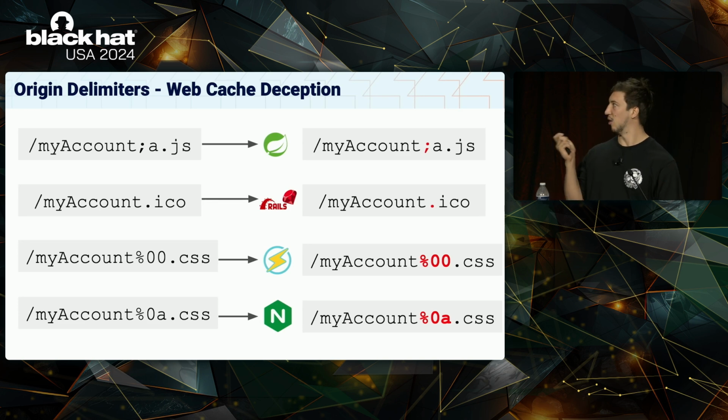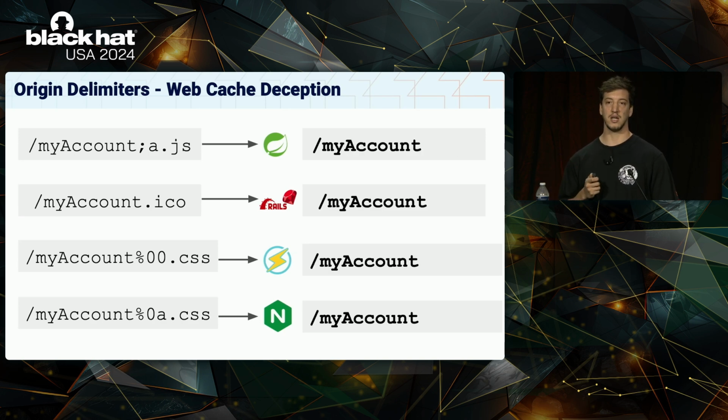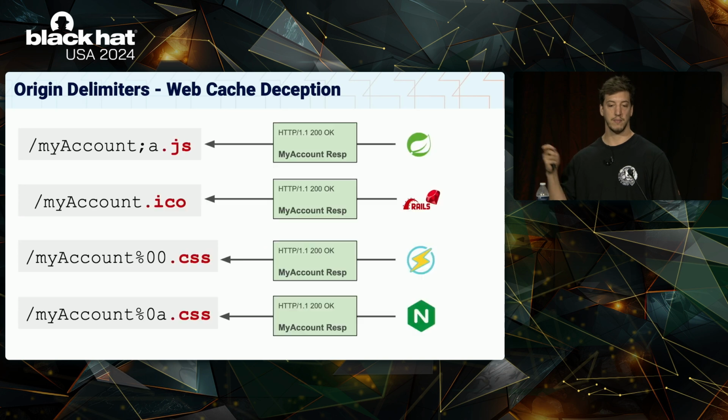Now, all these examples work. They are just using the delimiter and the extension. When they are interpreted in the backend, they are all interpreted as my account. All these backends are going to respond with my account and with the sensitive information. And then they are going to be cached because of the static extension.